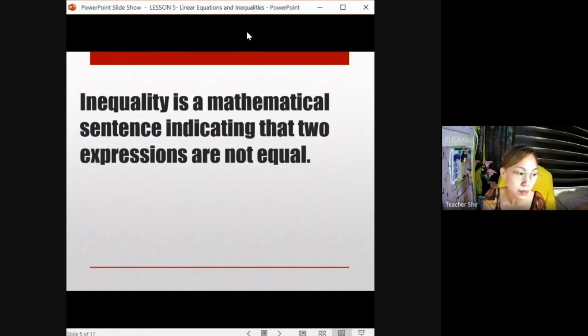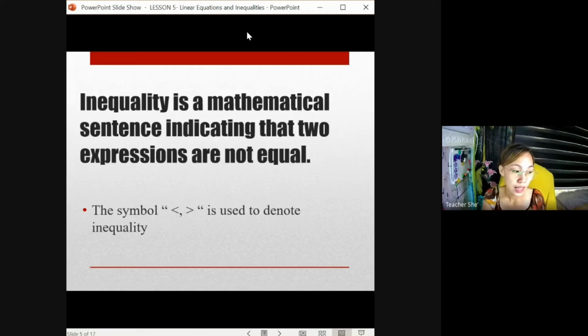Inequality. An inequality is a mathematical sentence indicating that two expressions are not equal. The symbols less than and greater than are used to denote inequality. We can also use the symbols less than or equal, greater than or equal, and not equal. Those are also symbols for inequality.